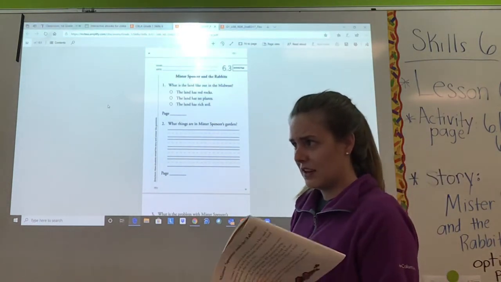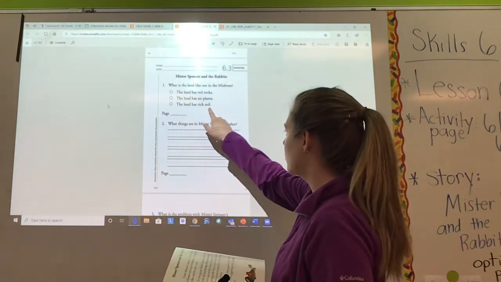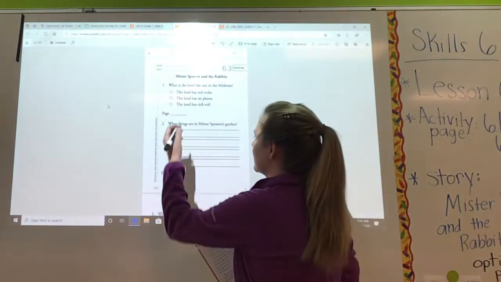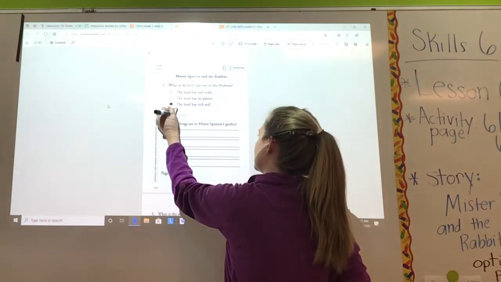He's a farmer. Yeah, the entire thing was about him planting things. Yes. The land has rich soil. That's the answer. So I'm going to circle that, and I found that on page 2.